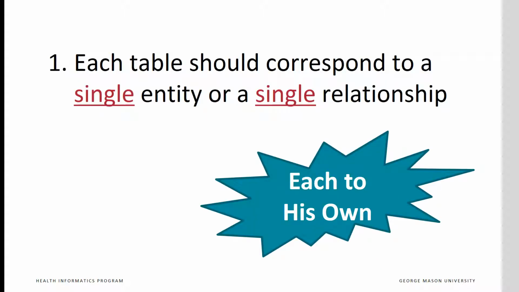The first rule we would like to remember is that each table corresponds to a single entity or a single relationship. You cannot have a table containing information about both the patients and the providers. Doing so unnecessarily adds confusion about where data might be found. It also forces us to add provider information when adding patient information, increasing the redundancy of the data.